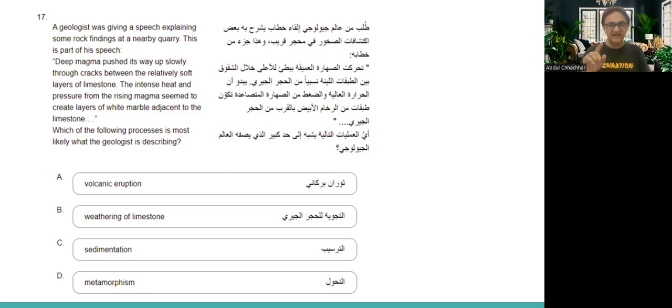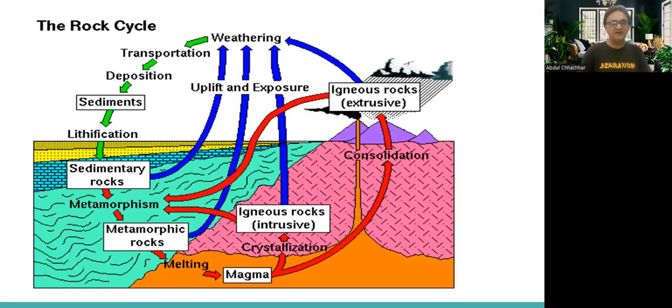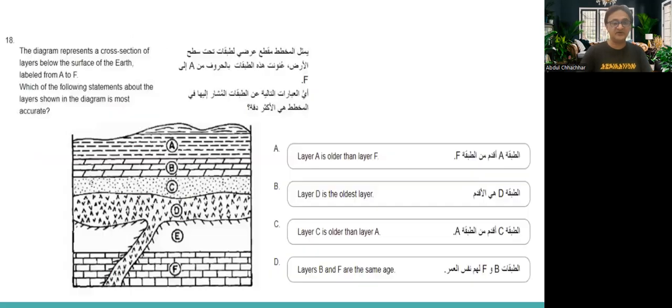So I'm sure this will help you a lot with how you are going to read the question, how you are going to filter the information, and what keywords you have to focus on. Let's talk about the second question. This is the rock cycle. As you can see here, the three types of rock have been explained in it. So you have to go through the rock cycle again.